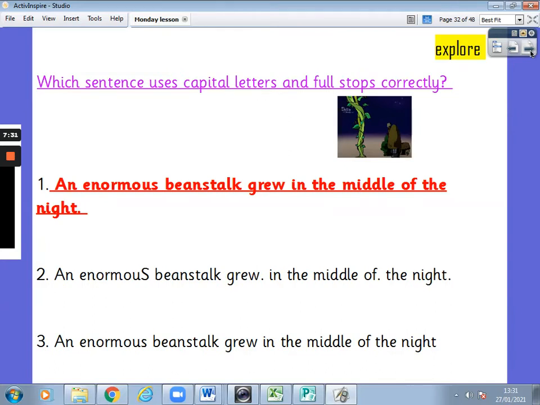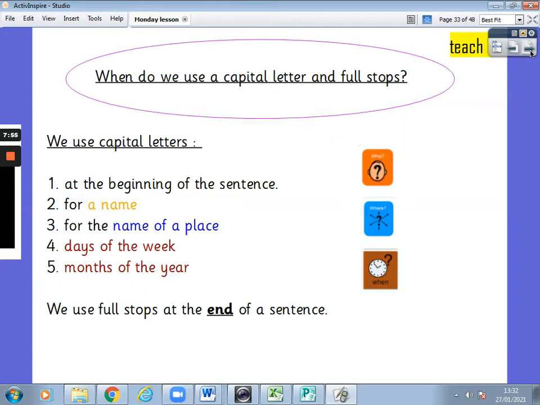An enormous beanstalk grew in the middle of the night. Capital A for our first word and full stop after night to say the sentence has finished. There is no name of a character, no name of a place, no days of the week or month of the year. An enormous beanstalk grew in the middle of the night, full stop.